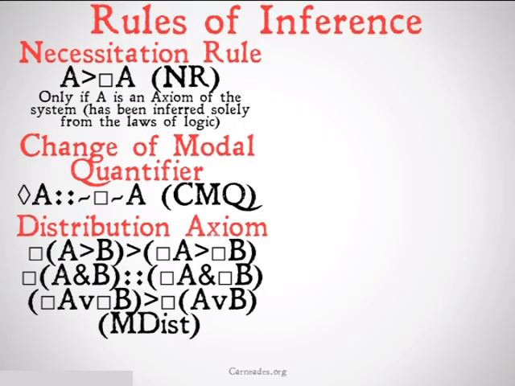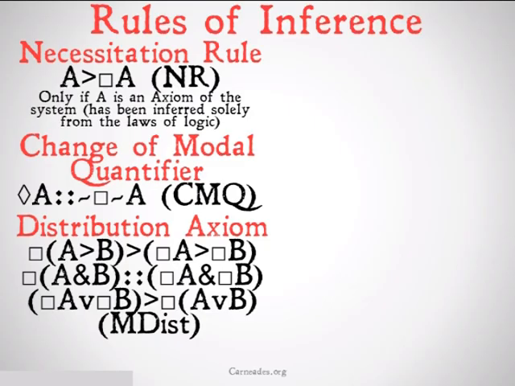The distribution axiom, you've already seen one version of this. I'm going to add 2 more that the Stanford Encyclopedia of Philosophy gives us as other versions of the distribution axiom. We have, it's necessary that A implies B implies that it's necessary that A implies it's necessary that B. We also have one for conjunction. Note that with implication, we're going one direction, from the necessary box being on the outside to it being on the inside. With conjunction, we can go both ways.